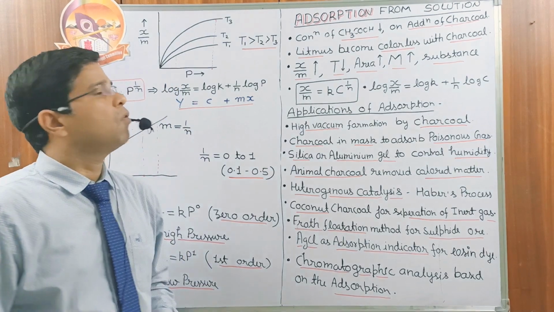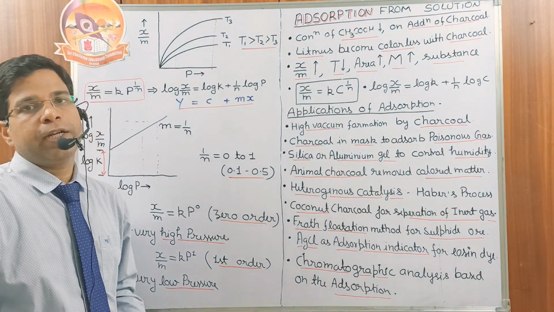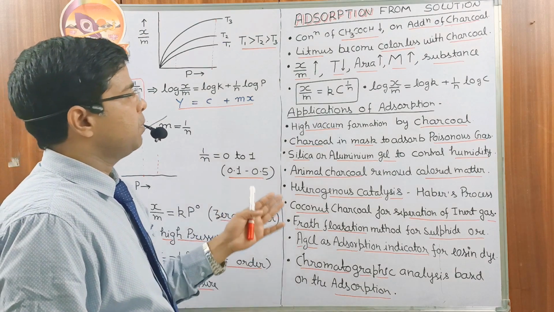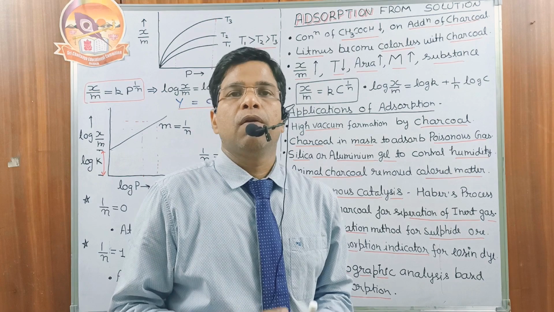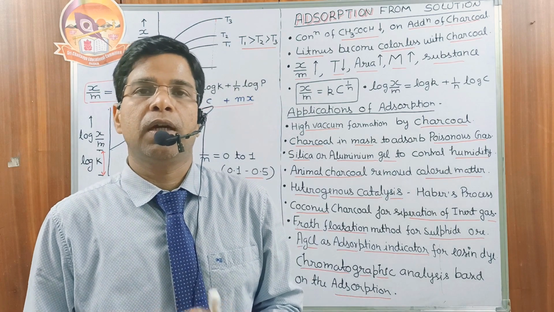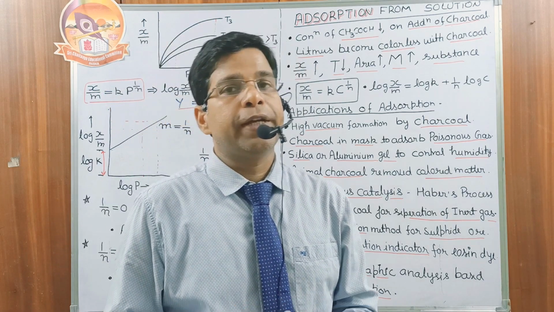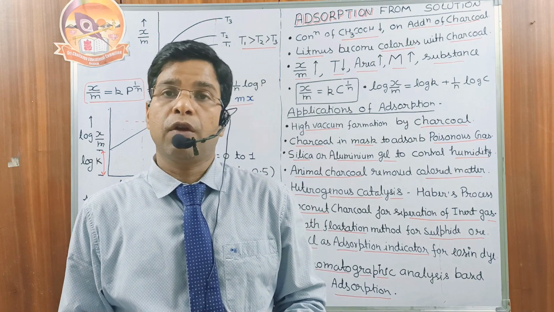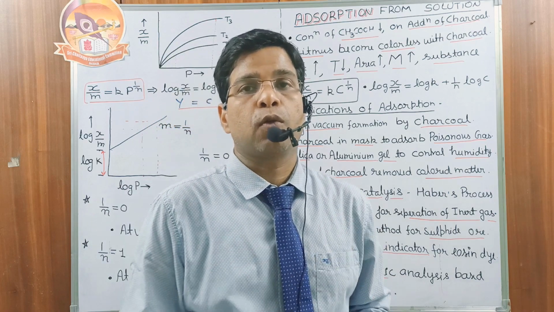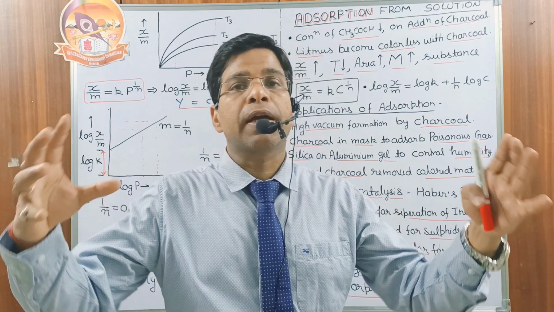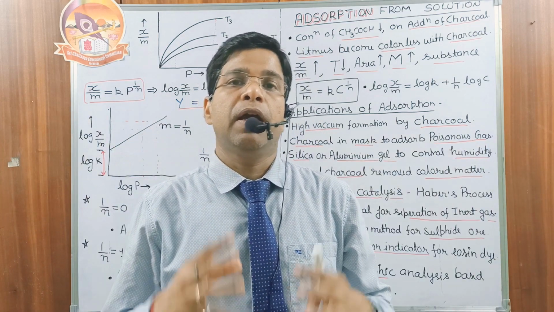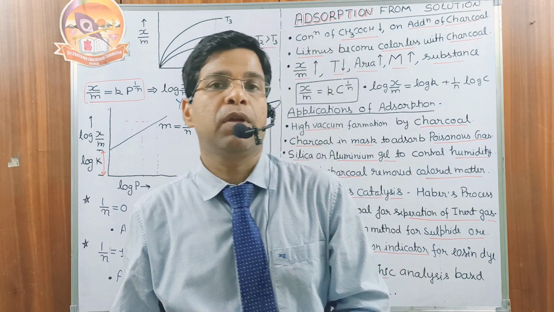Okay, now we have the applications of adsorption. What is the first application? High vacuum formation by the charcoal. A vacuum pump cannot create a 100% vacuum. So to create a 100% vacuum, what do we do? We add activated charcoal. What does the activated charcoal do? It adsorbs all the gas molecules at the surface, and by that means we can develop a 100% vacuum.